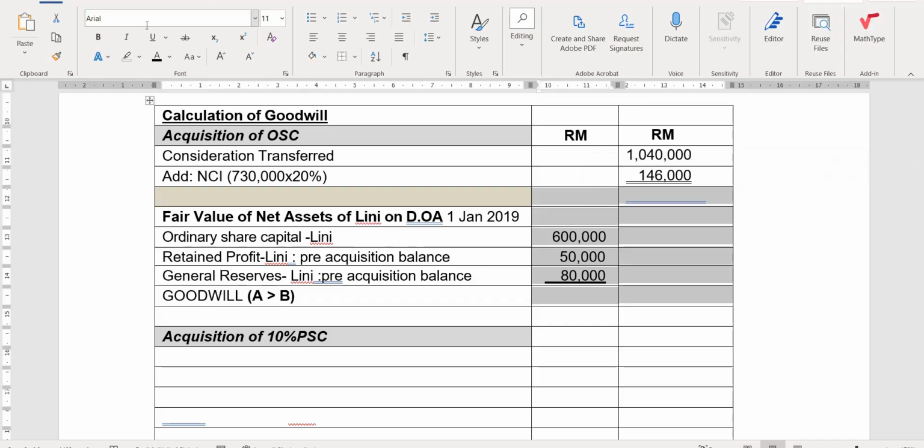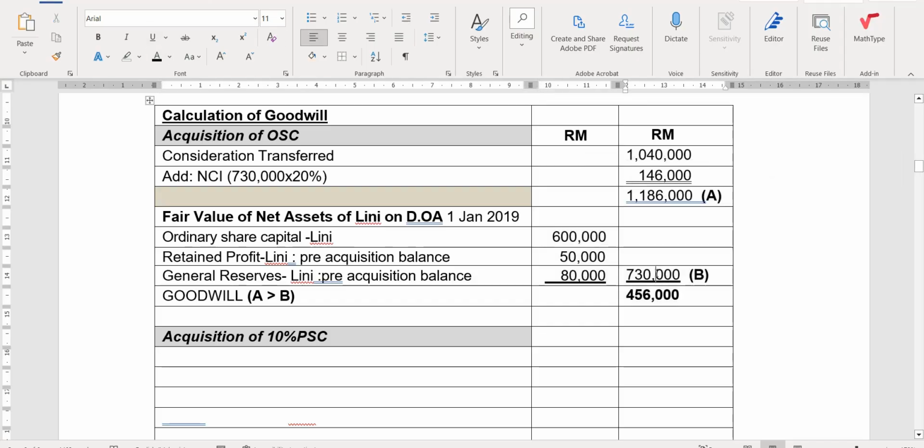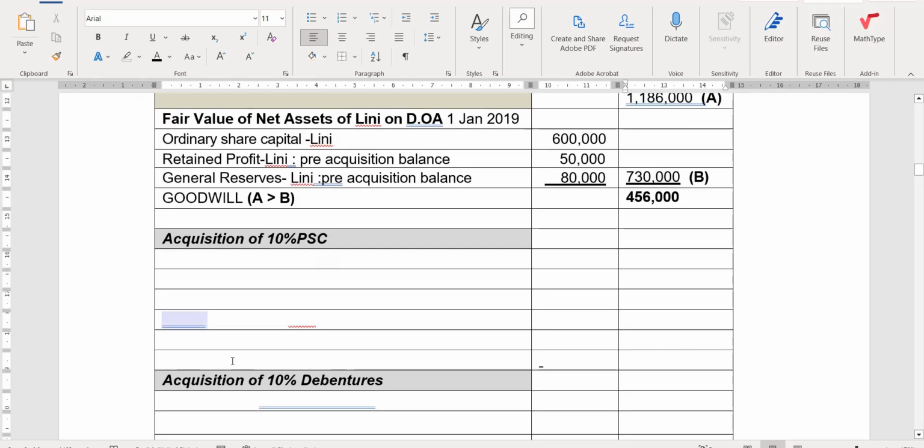So now you can find the fair value of net asset, which I put as B, and you will compare A, which is the total consideration transferred, and the non-controlling interest. Therefore you will notice that A exceeds B, and so there is a goodwill for the calculation of the ordinary shares. Next, we proceed to the calculation of preference shares.